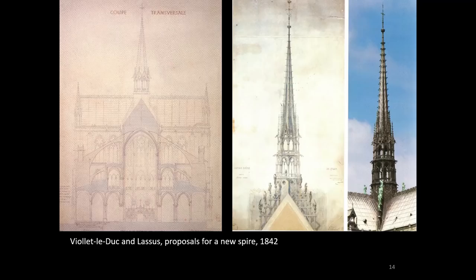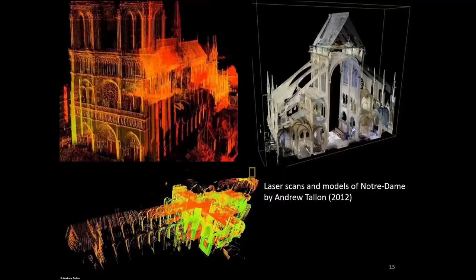Viollet-le-Duc sometimes used iron and steel, sometimes he preferred wood. When he rebuilt the tribune roofs, he largely stuck to wood. And here you can see his spire before the fire. And finally, in some ways, if we like, the last imaginary cathedral. This is the cathedral as it was scanned by Andrew Tallon less than a decade ago.